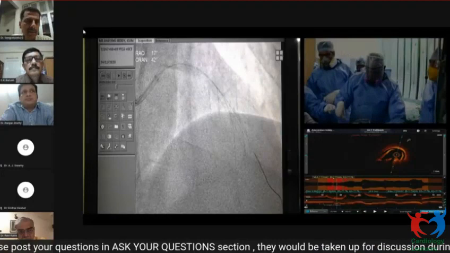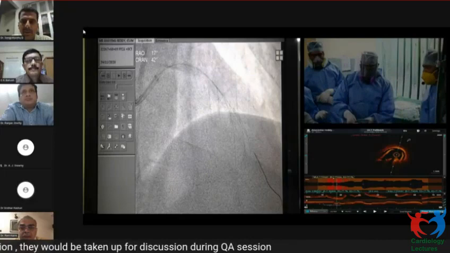Another important thing. If you enter, there is no problem. No need to reach up to the carina. Just 2-3 mm before also, that's fine. Ultimately, it should be before the confluence.